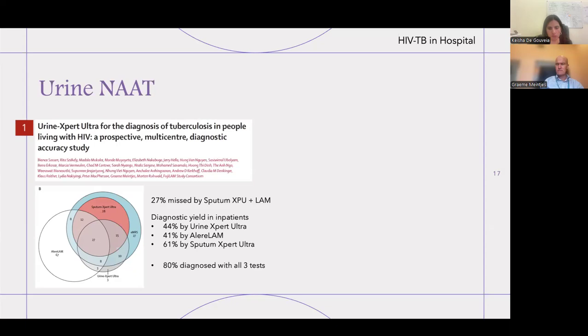And as you can see from the Euler plot, there is quite a bit of overlap between the three tools, but there are also patients that are only positive by one of the three tests. So we really do think that this is a promising potential additional diagnostic.